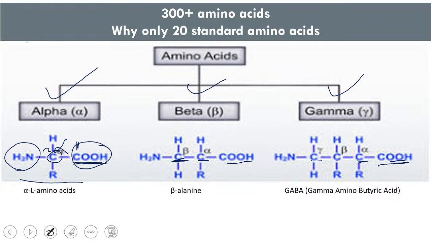After beta we are having gamma. So alpha, beta, gamma. If the amino group is associated with the gamma carbon, we will call it a gamma amino acid. So we have different types of amino acids: alpha amino acids, beta amino acids, gamma amino acids.